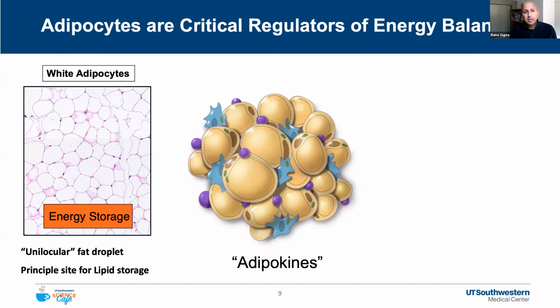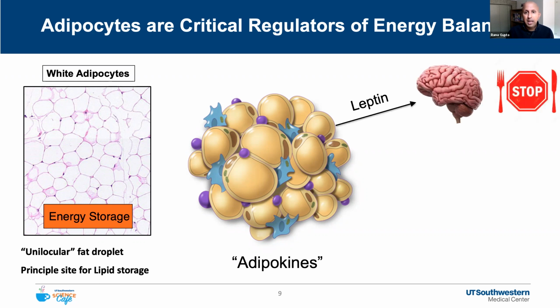Now, what's remarkable is that we realized that these fat cells are secreting factors into the bloodstream, making them an endocrine organ, just like any other endocrine organ. And most famously, one of the first ones to be identified is a protein called leptin. Leptin is a hormone that's secreted by fat cells and actually talks to the brain. And it tells the brain, stop eating. And this is remarkable. That means the fat cells are actually controlling appetite.